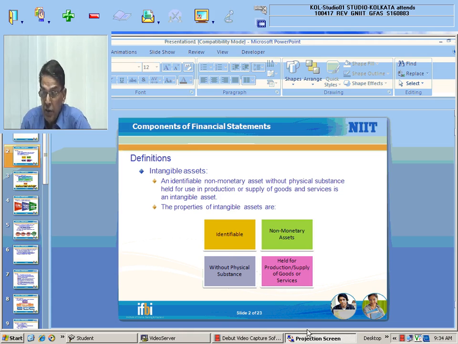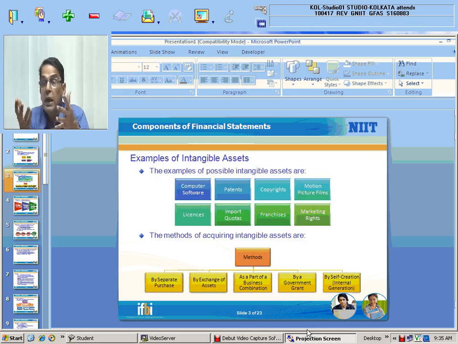So an intangible asset also must fulfill this definition of an asset. A resource which is controlled by an entity as a result of past events and from which future economic benefits are expected to flow to the entity will be considered intangible if it is identifiable, if it is a non-monetary asset, if it is without physical substance and it is held for production or supply of goods or services. We'll look at some examples of possible intangible assets. This list is only illustrative, not exhaustive. There can be many more types of different intangible assets. So let's look at some of the examples.